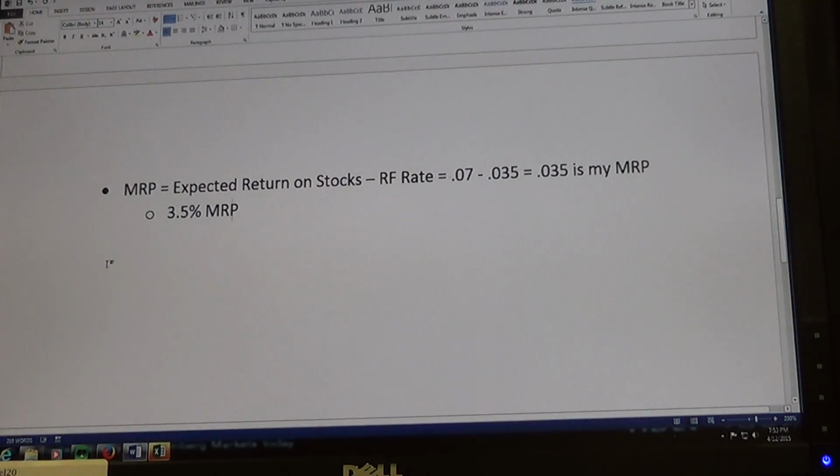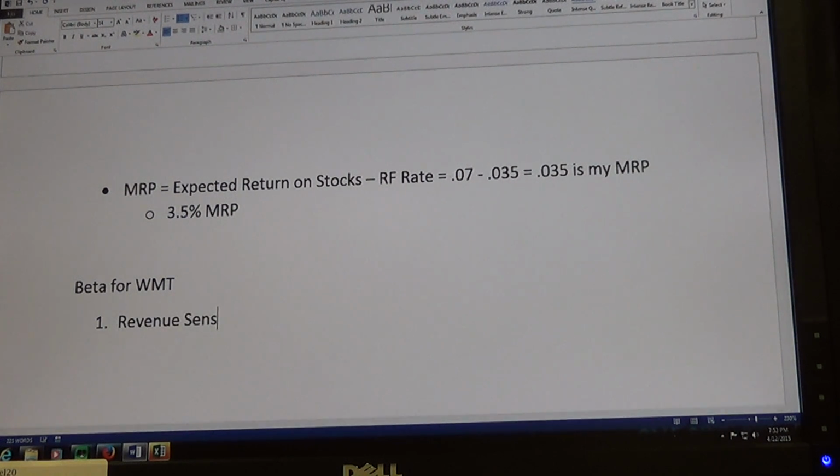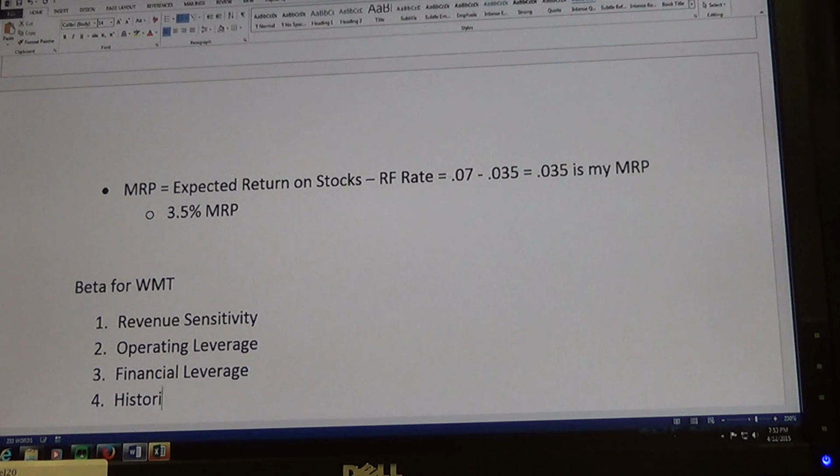But next, what we're going to do is come up with the beta for Walmart. This, you will talk about Walmart. If you remember in class, we said there are several steps here. The first step is to talk about revenue sensitivity. The next step is to talk about operating leverage, then financial leverage, and then the historical beta.